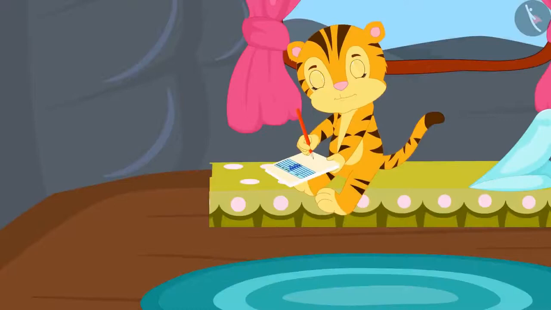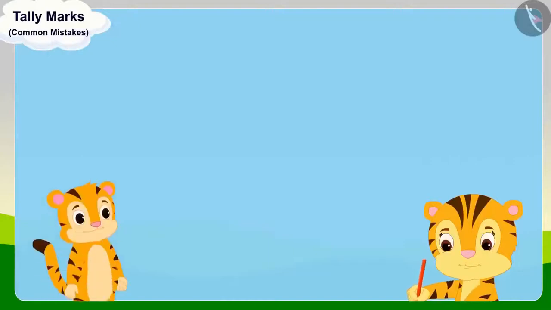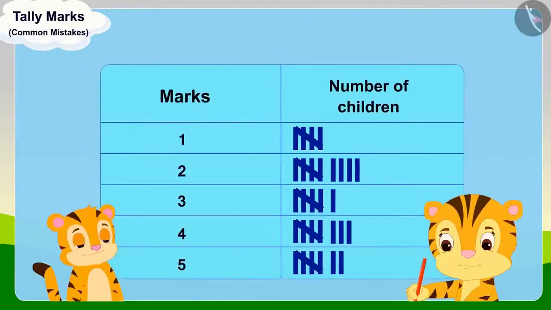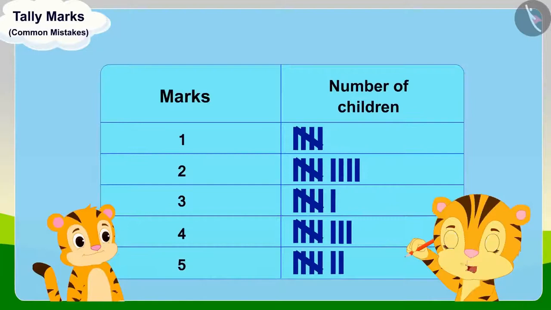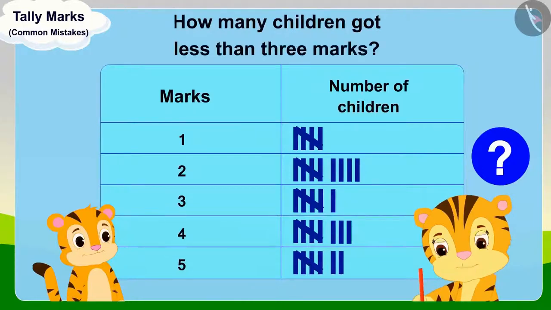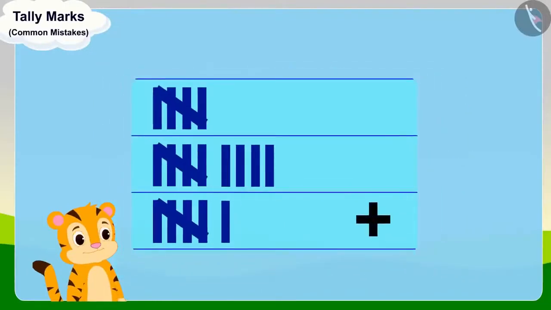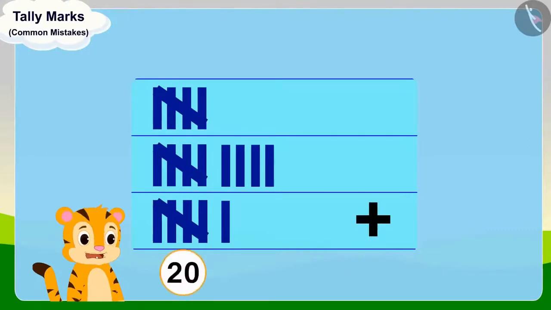When Mrs. Khan's table was completed, Sher Khan came there. Mrs. Khan showed him the table and asked, Sher Khan, can you see this table and tell me how many children got less than 3 marks? Sher Khan added the number of these tally marks and quickly replied, 20 children got less than 3 marks.